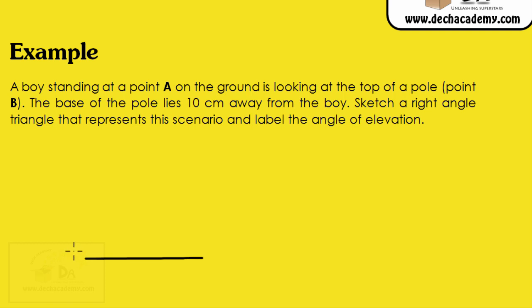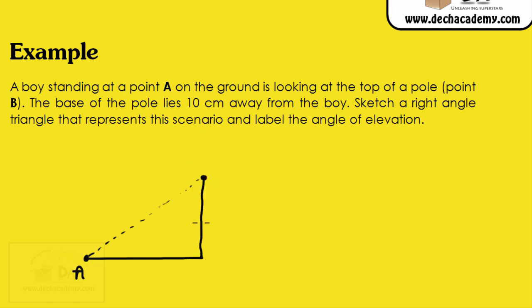That's this line. A boy stands at a point A on the ground, and he's looking, so his line of sight is upwards because he's looking at the top of a pole. So I'm going to draw this pole here. So this should be a vertical line. He's looking at the top of a pole, so this is where he's looking at.